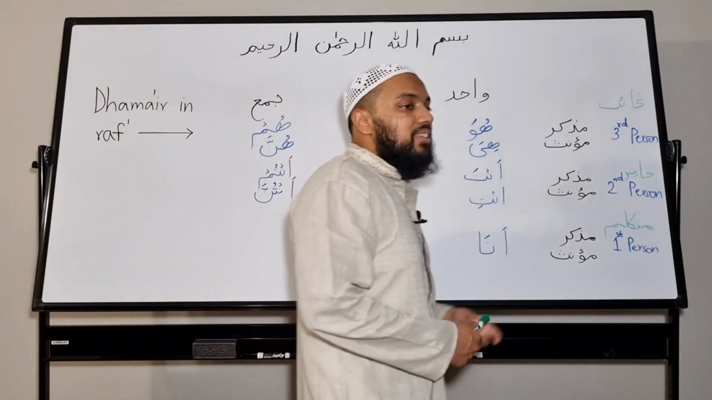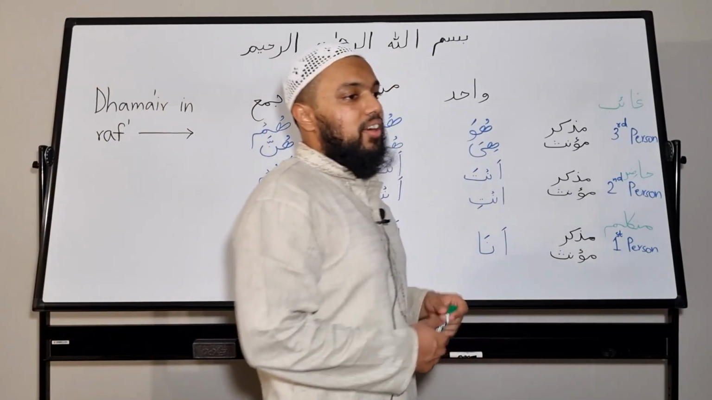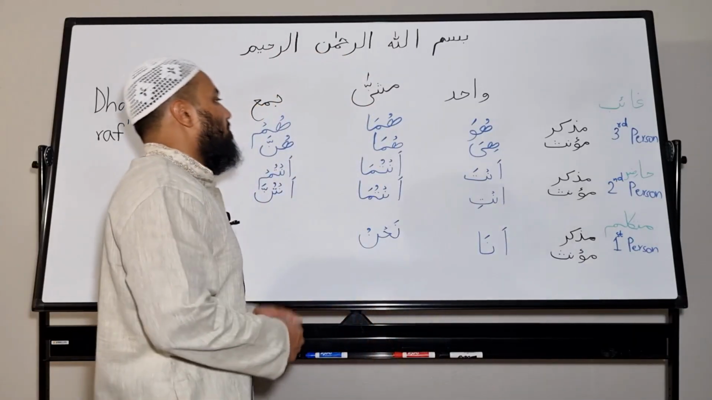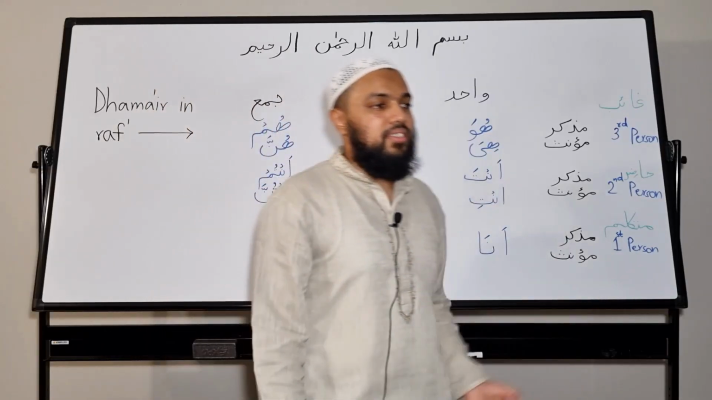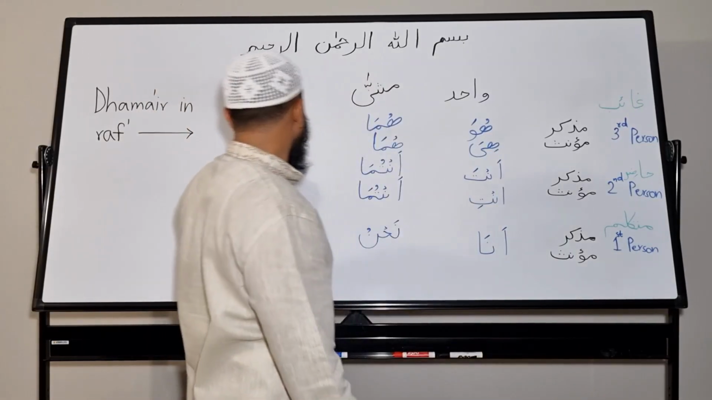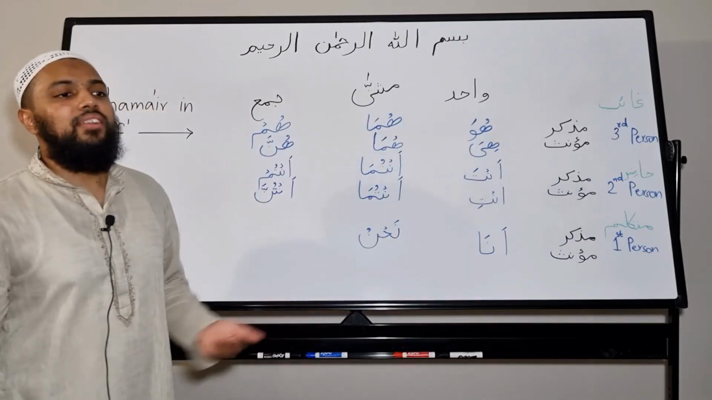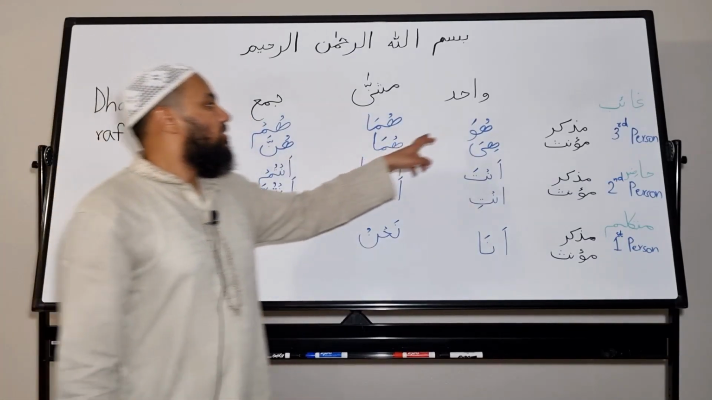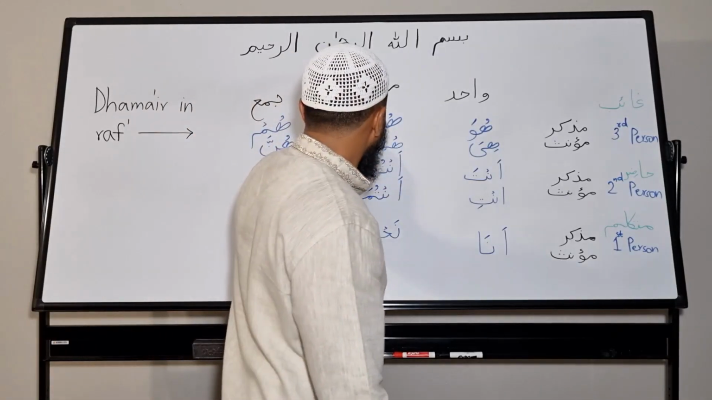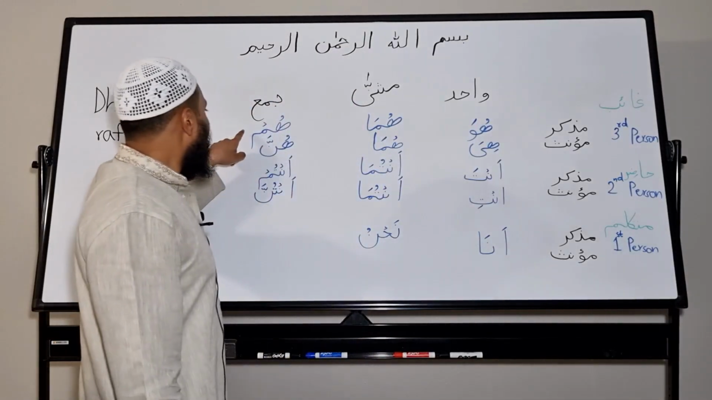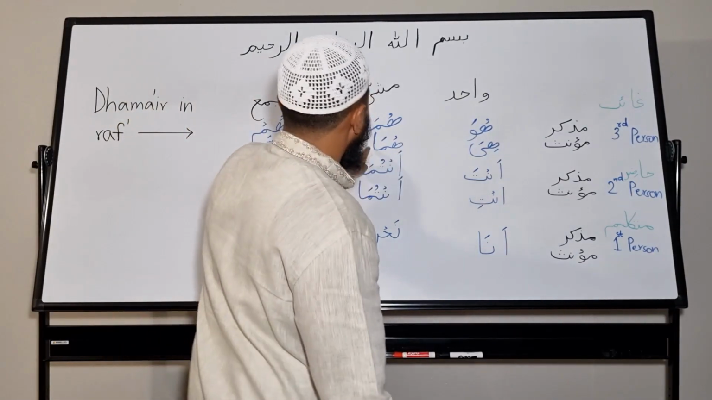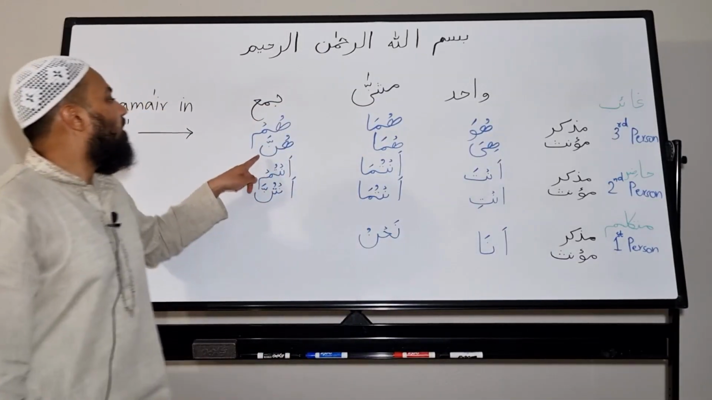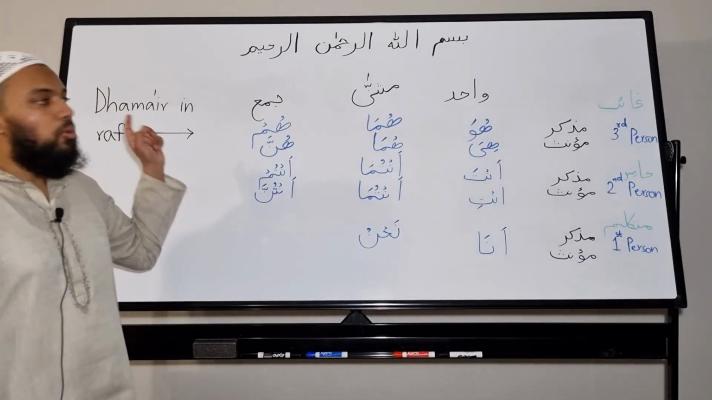Hiya is she. She, third person referring to a female. Huma is those two females, right? And hunna is three or more than three females. So he, those two males, and those males, she, those two females, and those females, hunna.